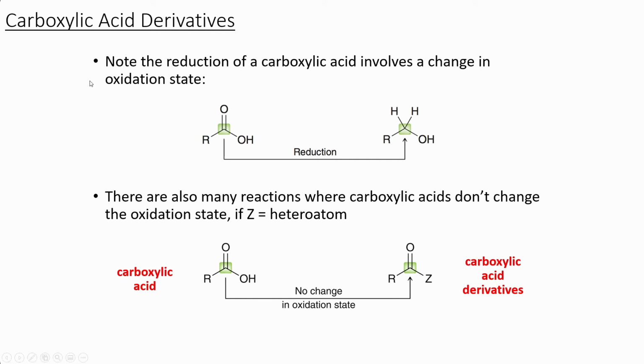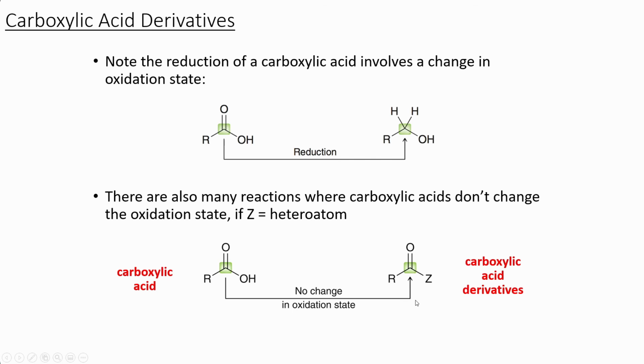So in all of these reactions that we've looked at, the reductions, we have a change in oxidation state of the carboxylic acid down to the alcohol. But there are some reactions where, instead of a reduction occurring, we'll have more of a substitution occurring. We keep the same oxidation state, and we replace the oxygen of the OH with the heteroatom. So these are going to be what we consider as carboxylic acid derivatives.